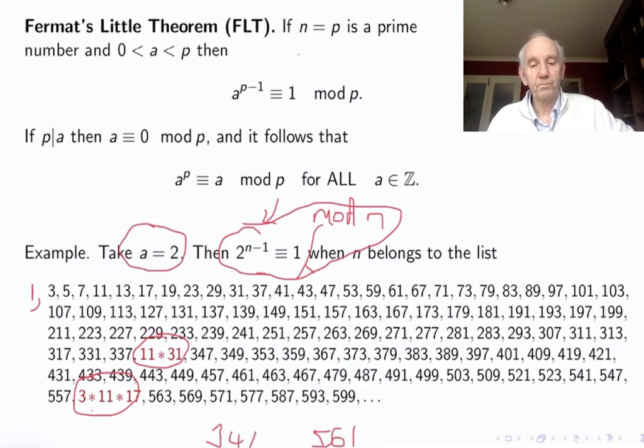Okay, of these 2, the second one is particularly important. It's an example of something called a Carmichael number. But I'll stop there.